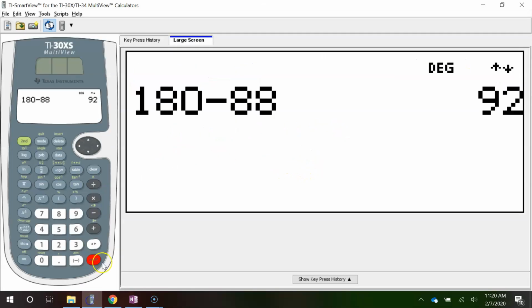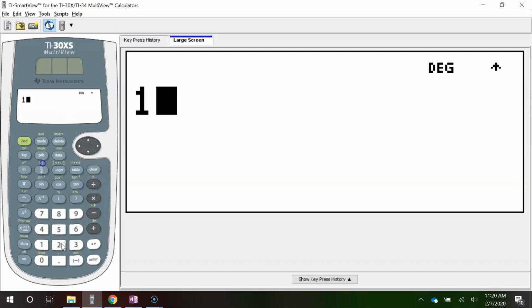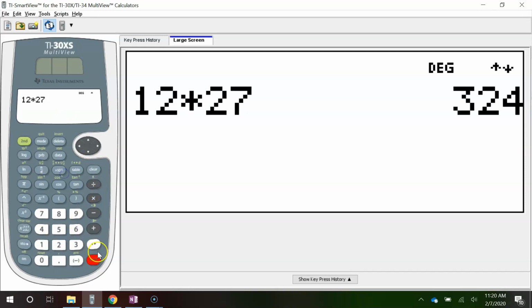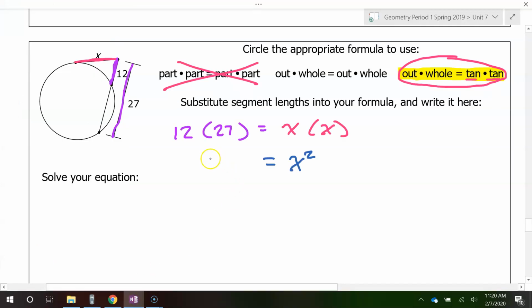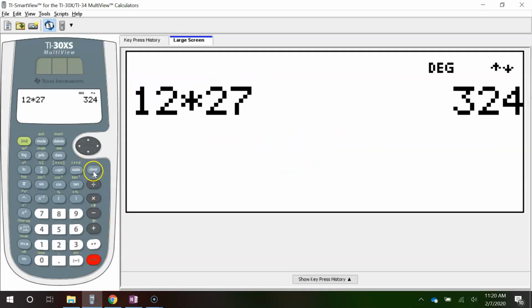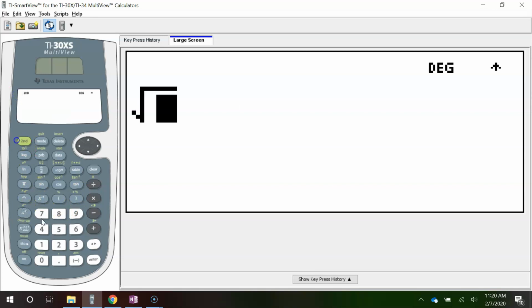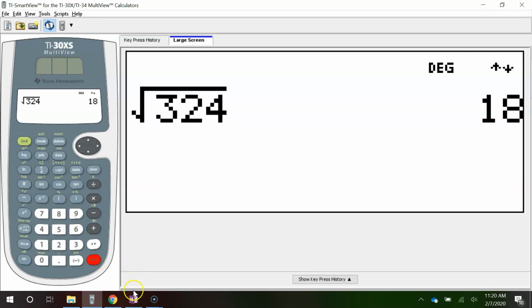Now 12 times 27, I am not sure. 324. So I have x squared equals 324. If I want to solve this, I need to take the square root of both sides. And that is 18.